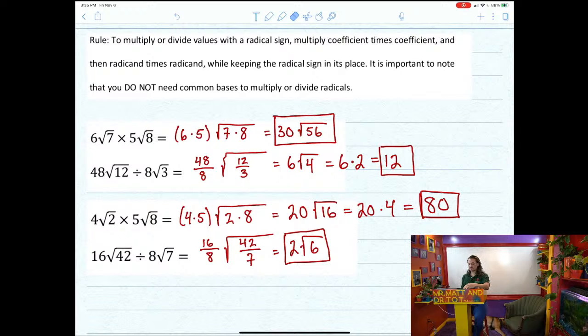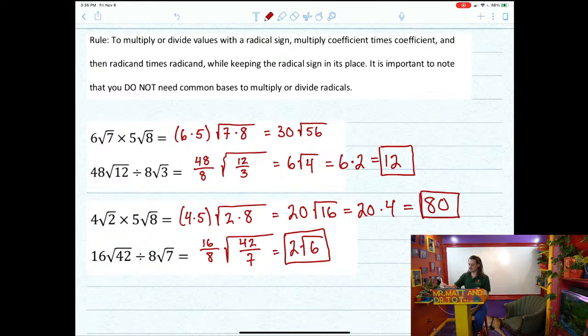Okay, so looking at the first problem, 6 times the square root of 7 times 5 times the square root of 8, or 6 root 7 times 5 root 8. So we take coefficient times coefficient, so 6 times 5 is 30, radicand times radicand, 7 times 8 is 56. So we have 30 times the square root of 56, which actually we could simplify further.